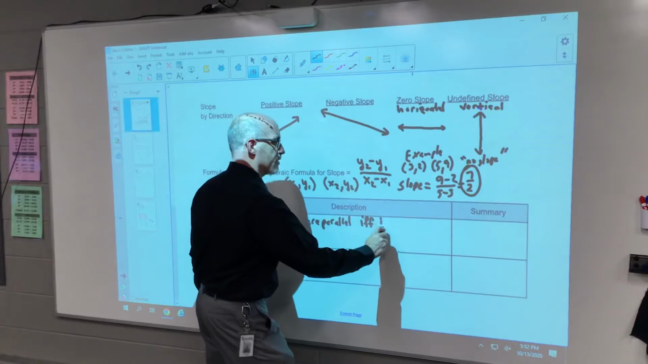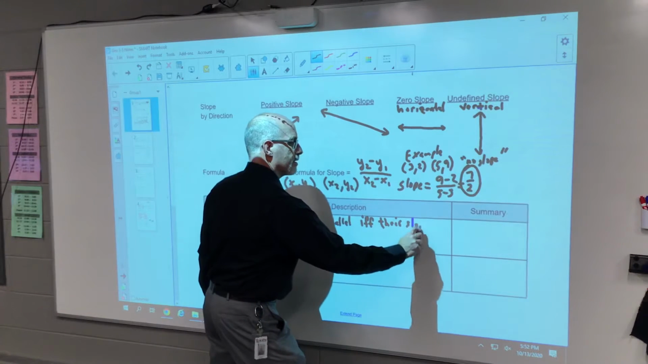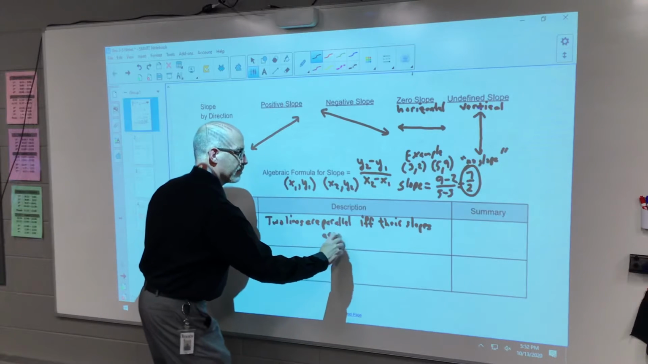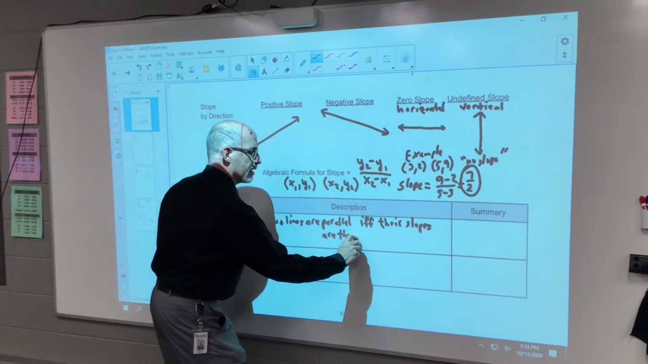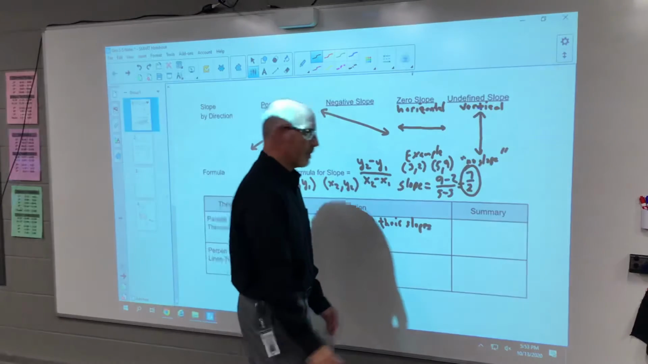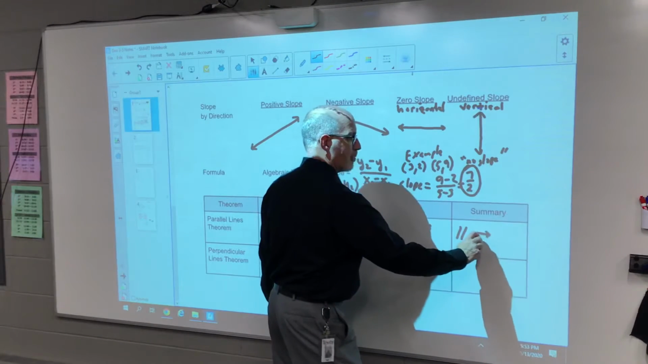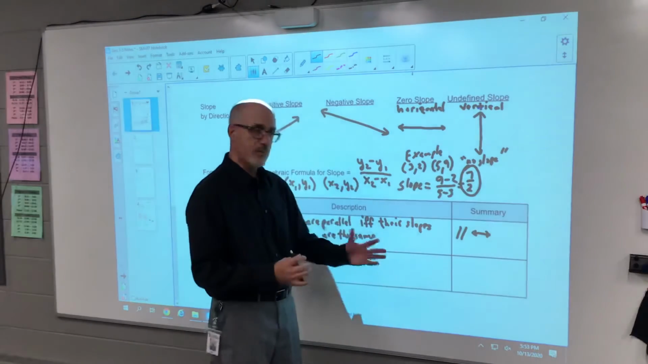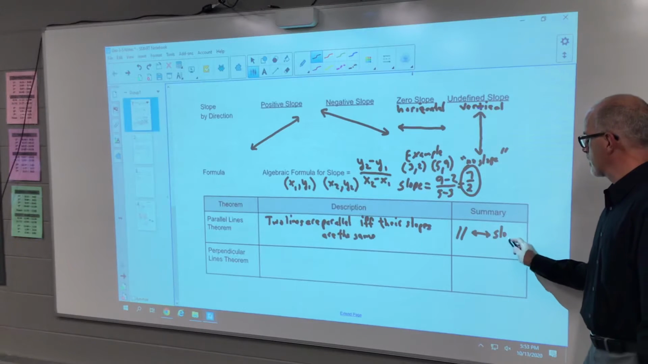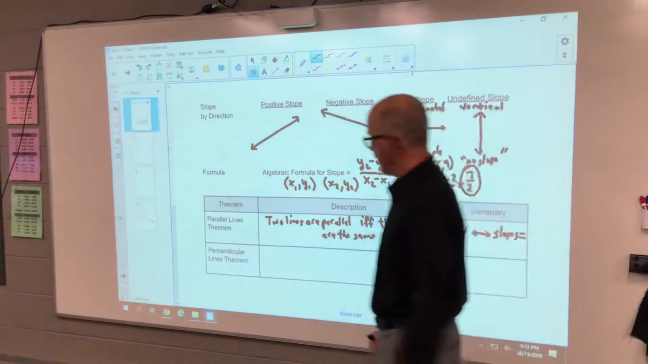If their slopes are the same, they're equal slopes. Okay? So what we say is we say parallel lines if and only if. Remember, that's a double arrow because it goes both ways. Well, we say then our slopes are equal. Okay.